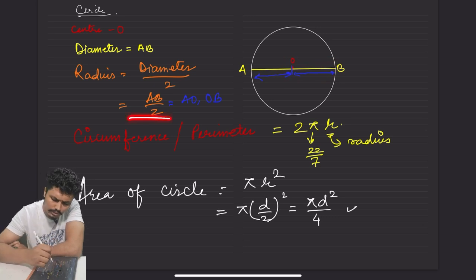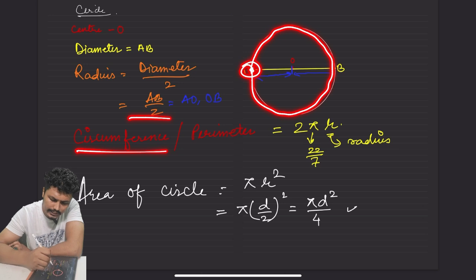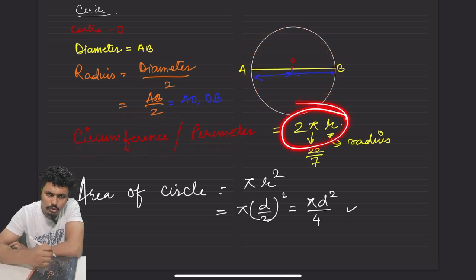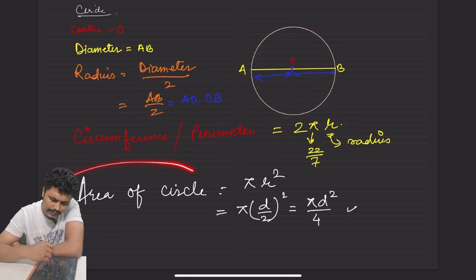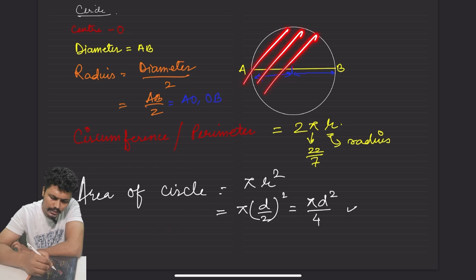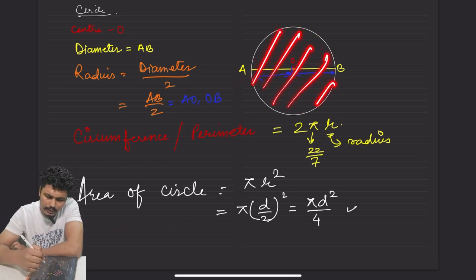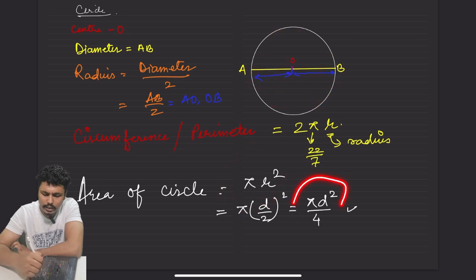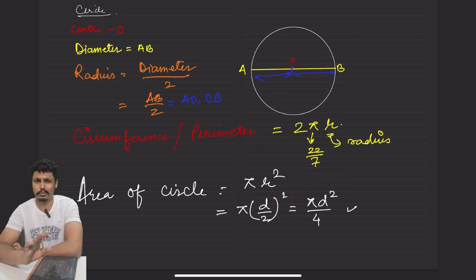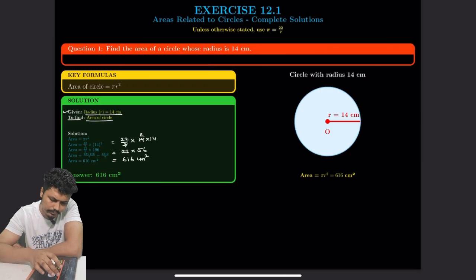What is the formula for circumference? Circumference means if I start from here and go around and reach the same place again, that is the circumference. The formula is 2 pi r. Another is area. Area is the space occupied by the circle, and area is given by pi r square. I can also write pi d square by 4. Okay, this much. Let's start.